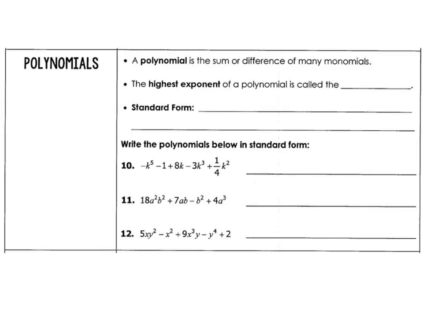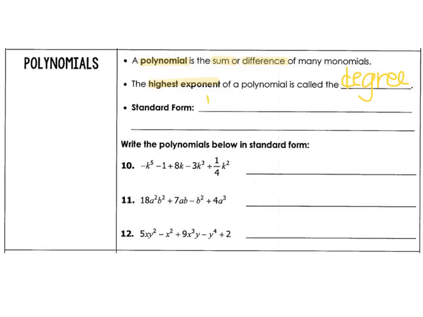All right, so now we're going to be talking about polynomials. A polynomial is the sum or difference of many monomials. Poly meaning many. So anytime we see a polynomial, it's going to either be adding or subtracting monomials together. The highest degree of any term in a polynomial is called the degree of the polynomial. And standard form of a polynomial means that we always write with exponents in descending order.